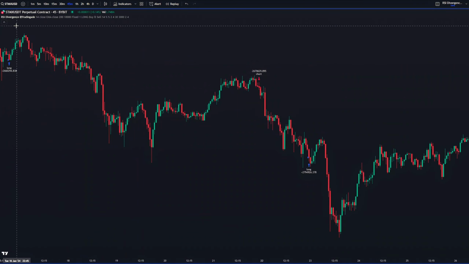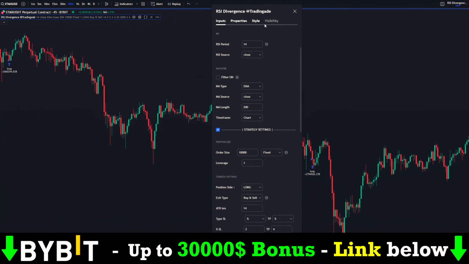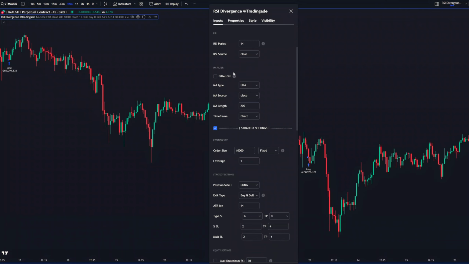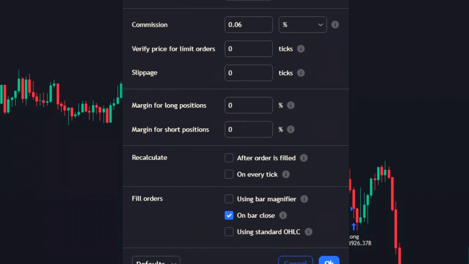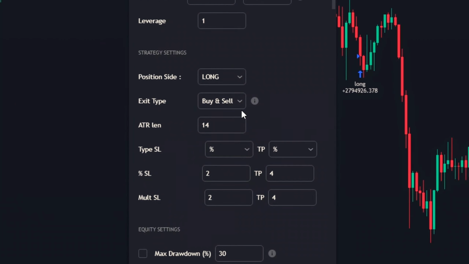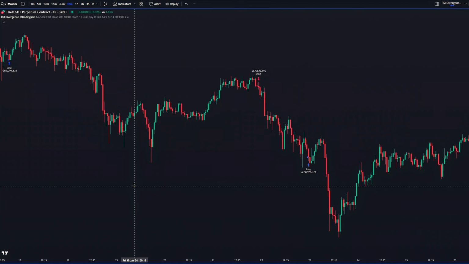So we are here on STMX USDT, 45 minutes time frame, on Bybit exchange. I leave the RSI settings as default, order size 10,000 with a fixed amount, 1x leverage, 0.06% commission, exit type buy and sell. So we are going both long and short, and we will always be in the market. Let's see the backtest results.